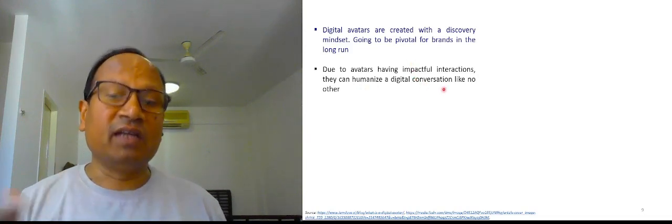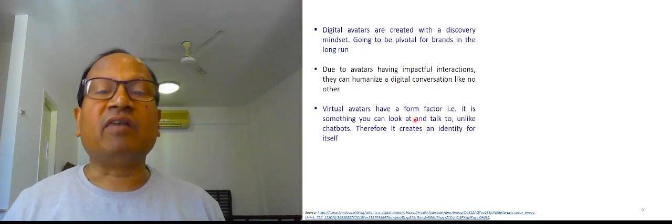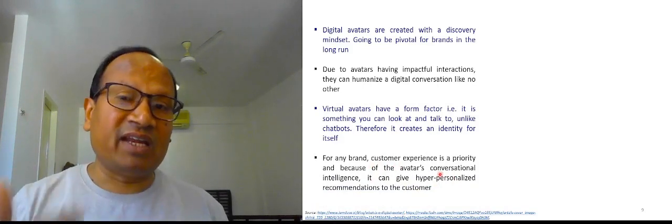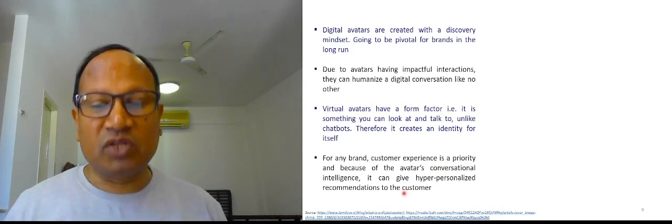Due to impactful interactions, avatars can humanize the digital conversation like no other. Virtual avatars have a form factor, which means it is something you look at and talk to, unlike chatbots. Therefore, it creates an identity of itself. With a chatbot, you just give a query and get a response in the form of text, but you can look at and talk to the avatars, which are a digital form of a human being. For any brand in any industry, customer experience is a priority, and because avatars are empowered by conversational intelligence, ML and AI, they can communicate in a customized way and give hyper-personalized recommendations to the customer.